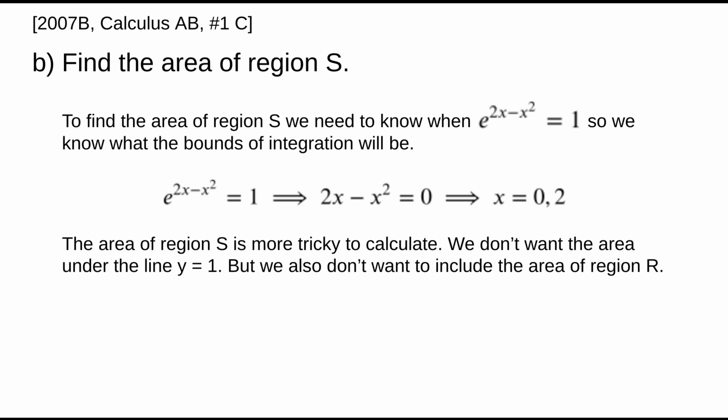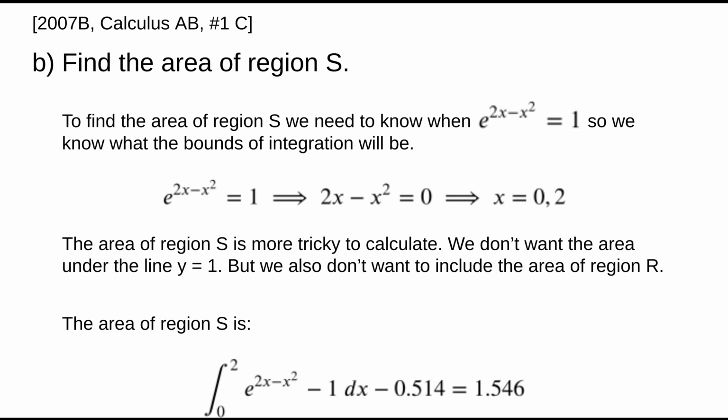Great. But here's the problem. We want to integrate from 0 to 2, but we don't want to include the top portion of the area bounded by the graph and the x-axis, because the top portion is actually region R, it's not region S. So the way we're going to handle this is we are going to calculate the integral from 0 to 2 and just subtract the area of region R. Right, we found the area of region R in part A of this question, so we have its value.